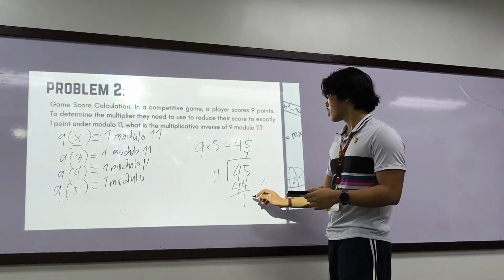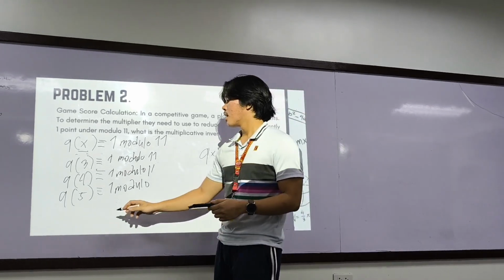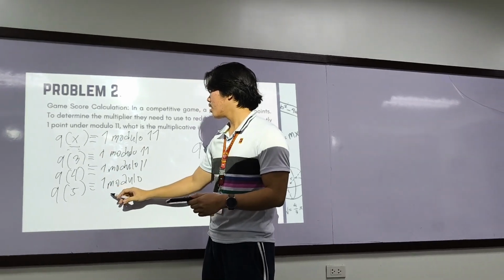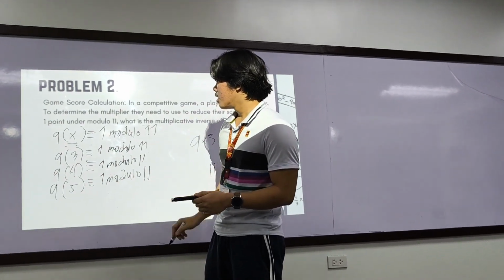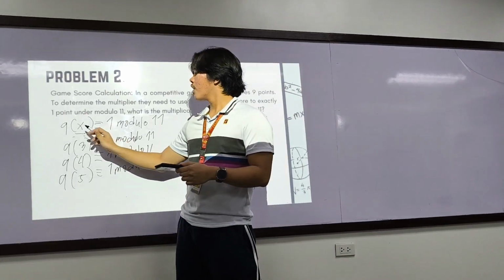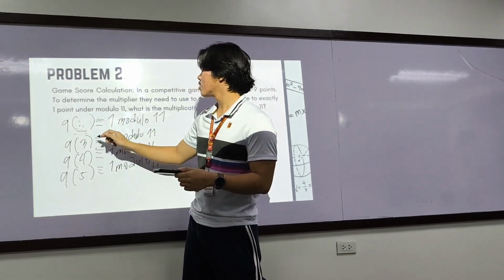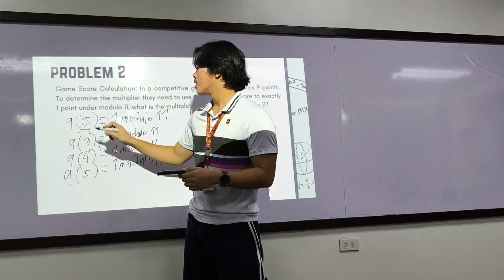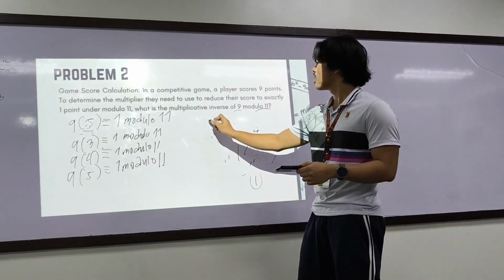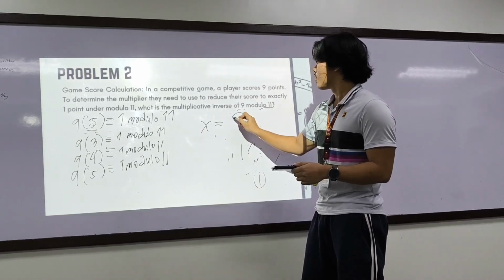So we could conclude that 9 times 5 is congruent to 1 modulo 11. So here, the value of x is equal to 5. So the multiplicative inverse of 9 modulo 11 is 5.